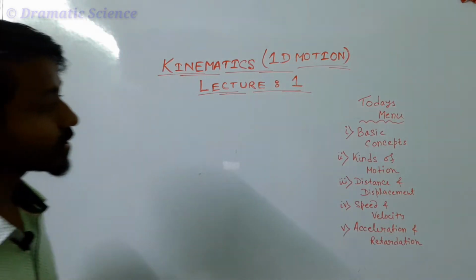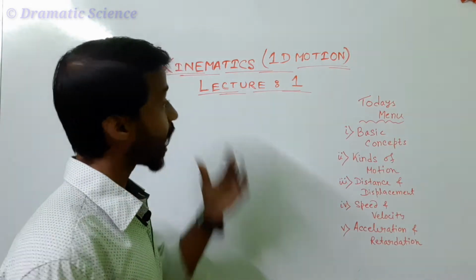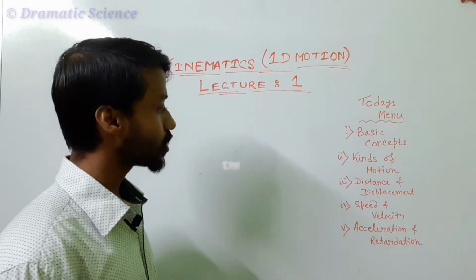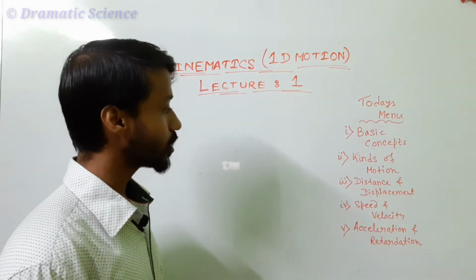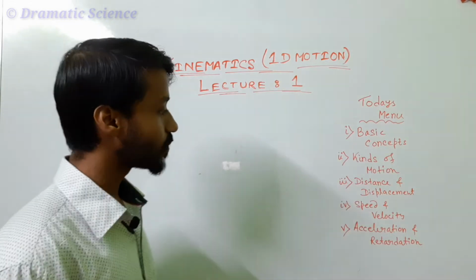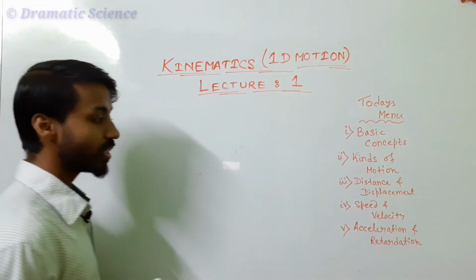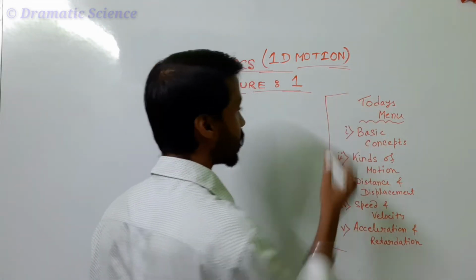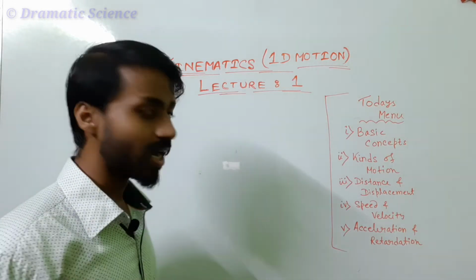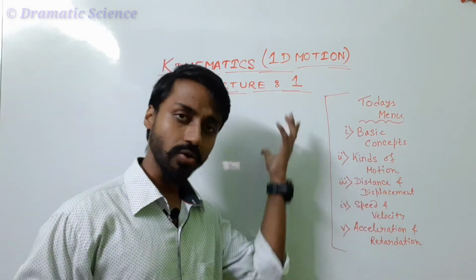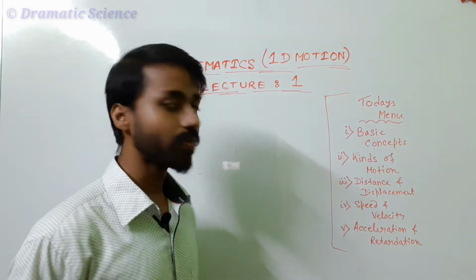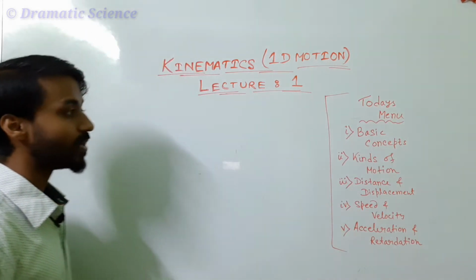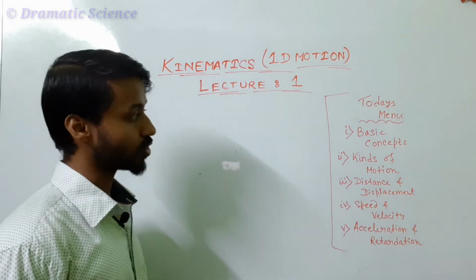Number 1 is basic concepts related to kinematics and mechanics. Next one is kinds of motion, basically one-dimensional motion. Third one is distance, displacement, speed, velocity. Fifth one is acceleration and retardation, right? I think you have heard these terminologies in your previous classes, but whatever, we will start from scratch, right? So let us start from our basic concept of motion.